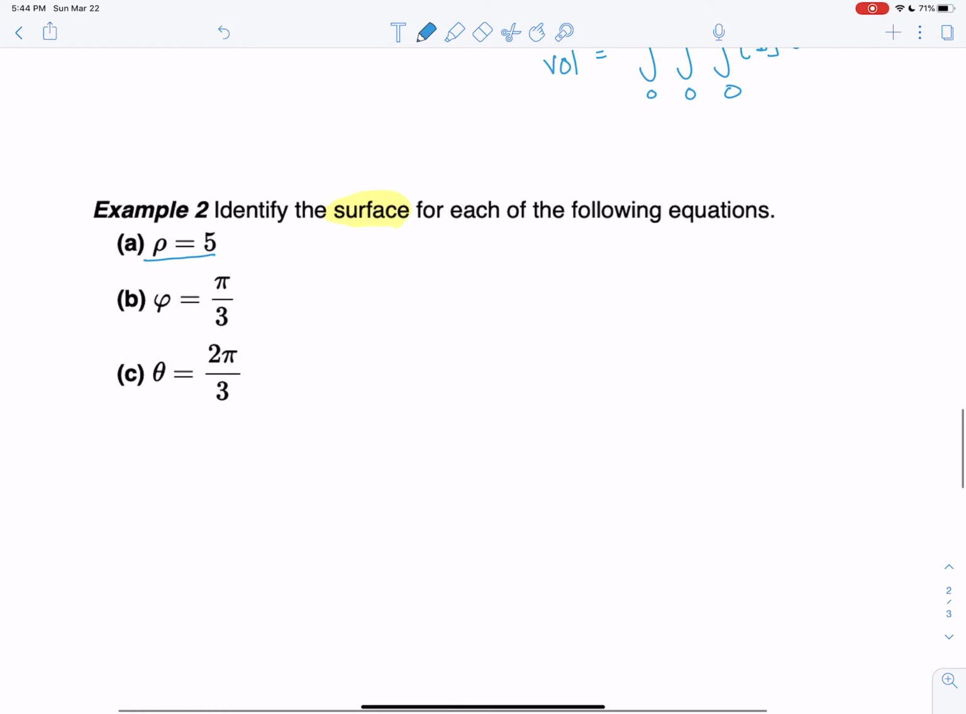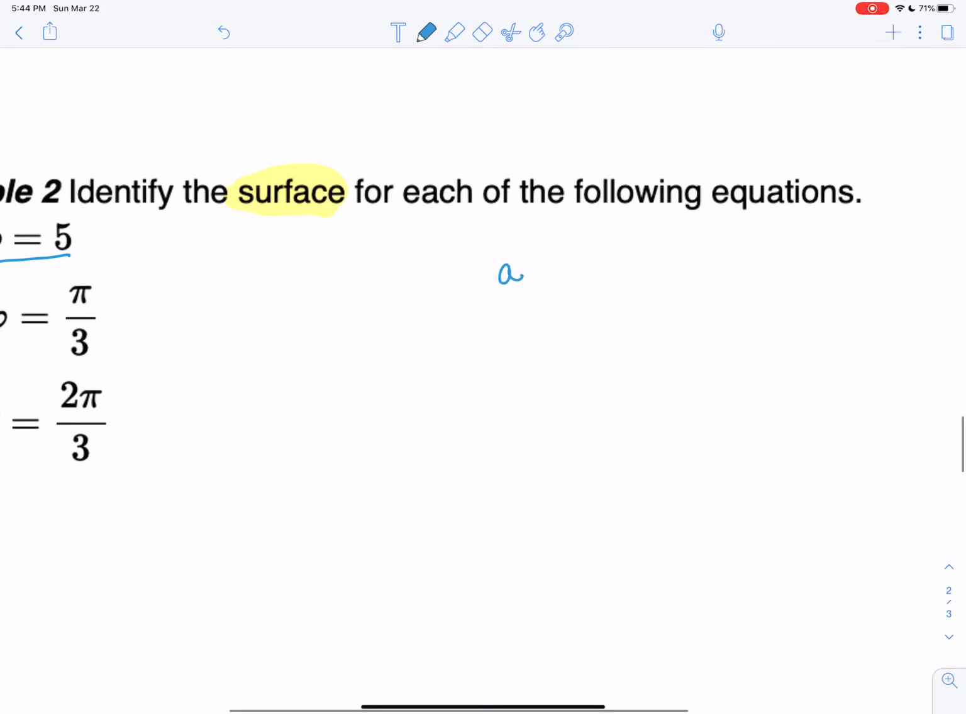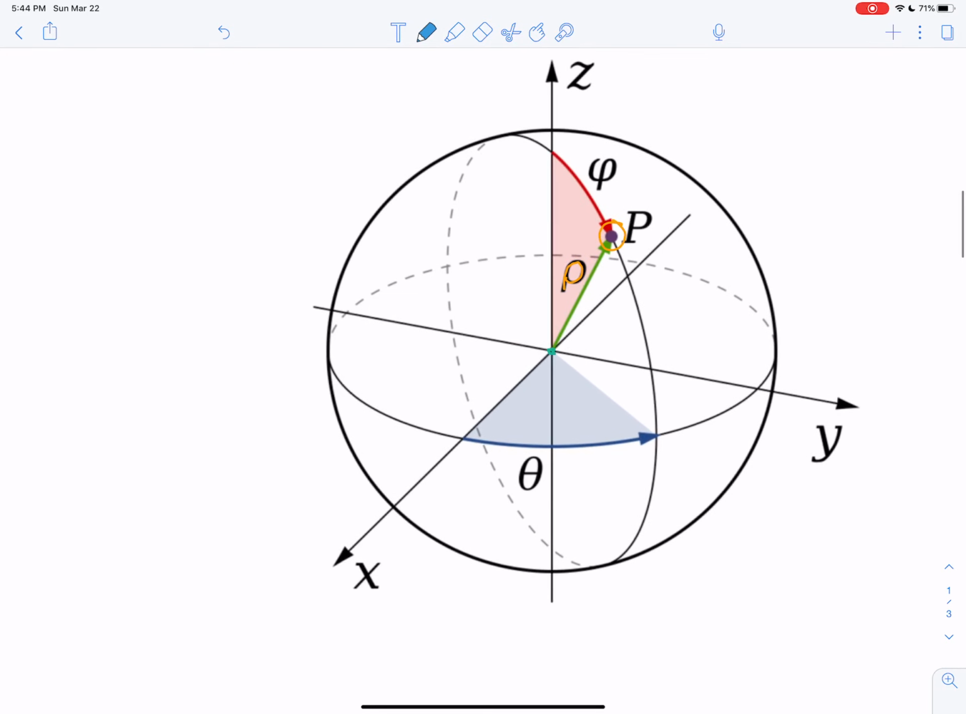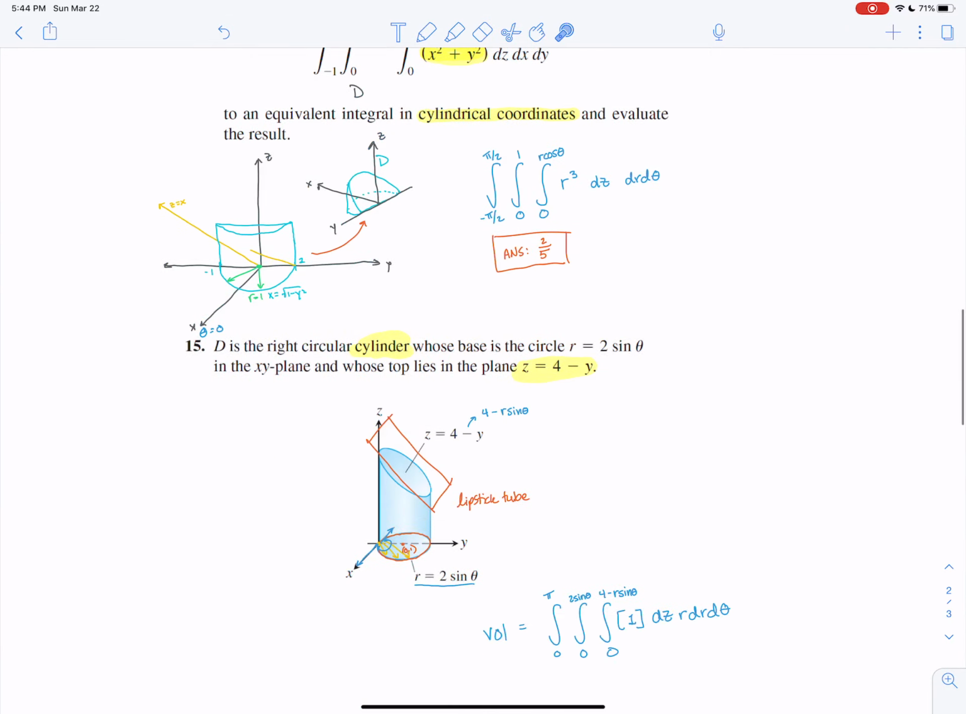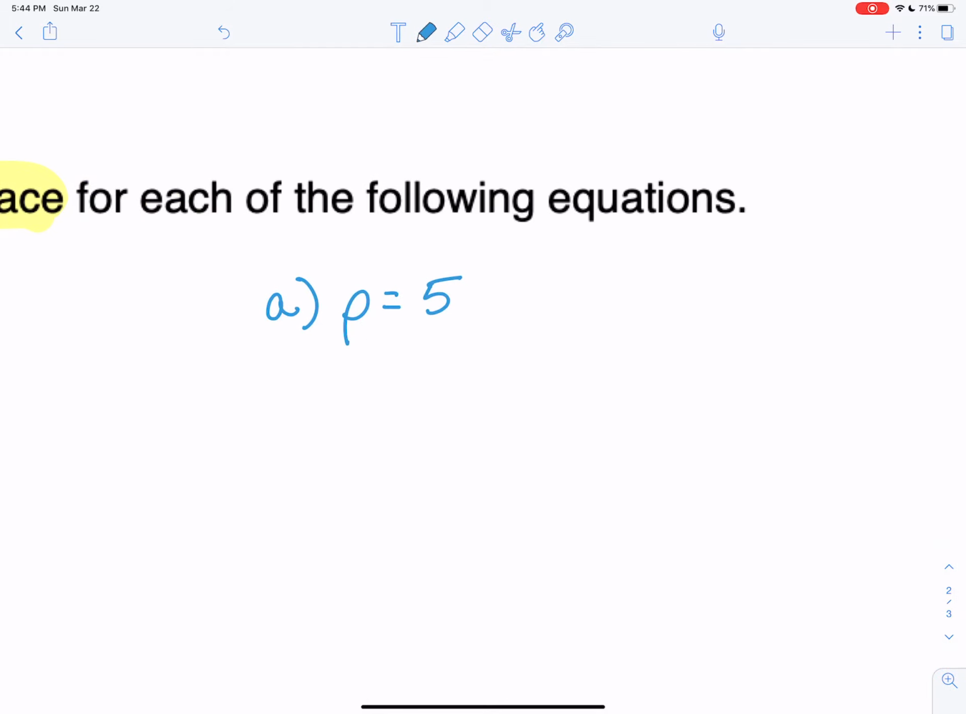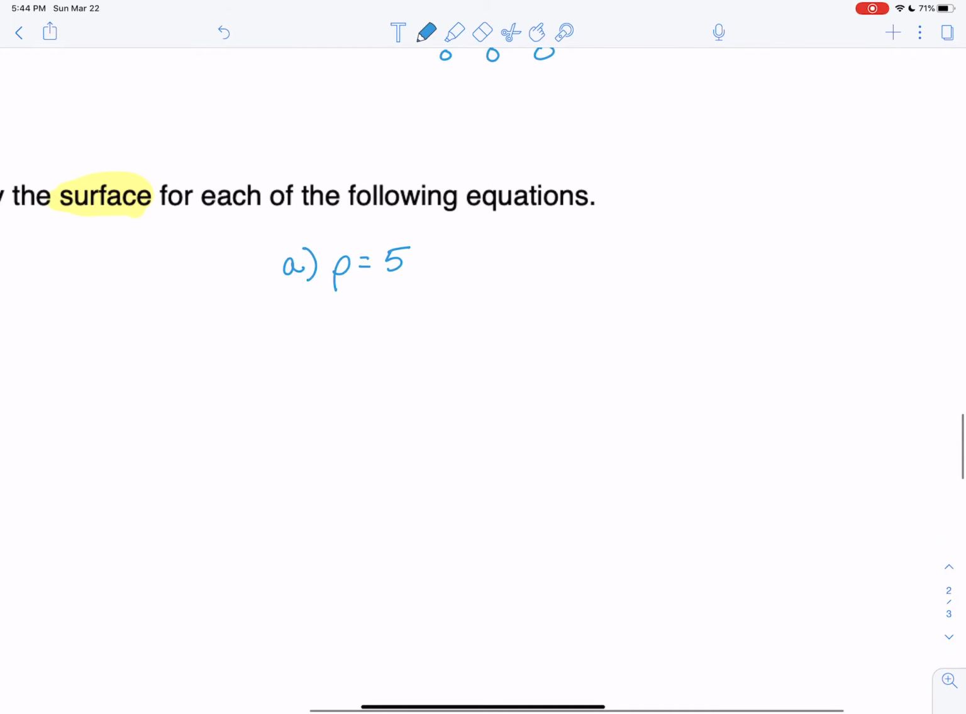So here, let's come over here. For letter A, rho equals 5, let's go back up to our picture of the spherical coordinate system. You're just setting rho to be a constant, and you're letting the other two variables vary. If you just did a constant 5 and let it go everywhere else, that would trace out a sphere of radius 5. So the equation rho equals 5 in spherical coordinate systems is a sphere with radius 5.